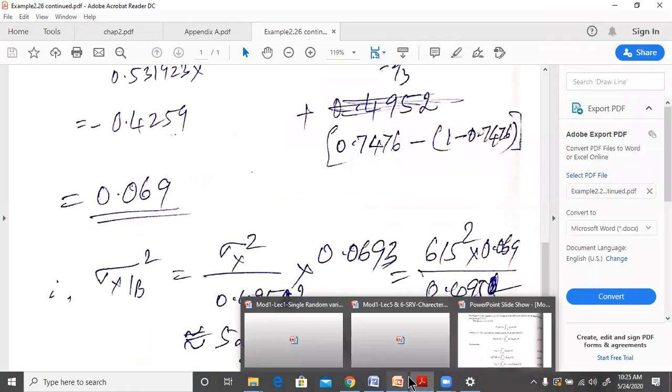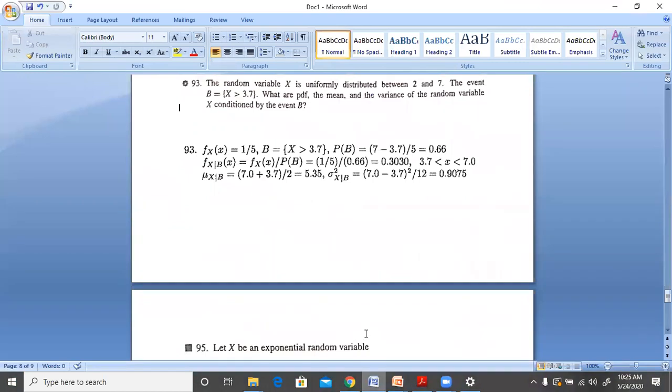So we will get here the value which is basically 7.0 plus 3.7 by 2, the range of value. This is because of the sole reason that we are talking about the uniform distribution. You can write this formula also, because when we talk about uniform distribution, the mean will be maximum plus minimum divided by 2. We already found this long back. So that will turn out to be 5.35.